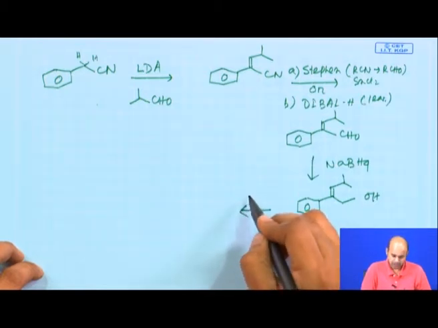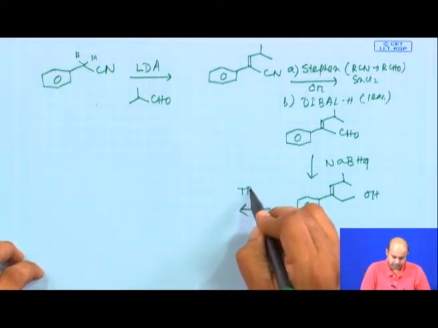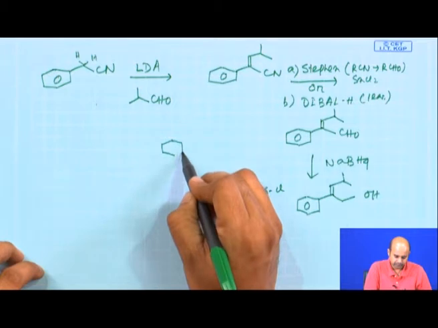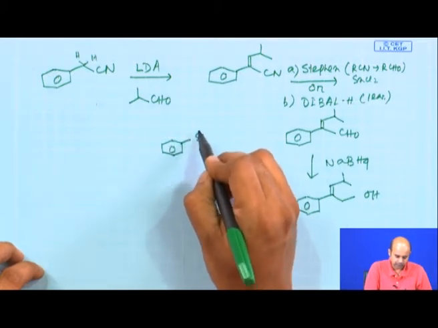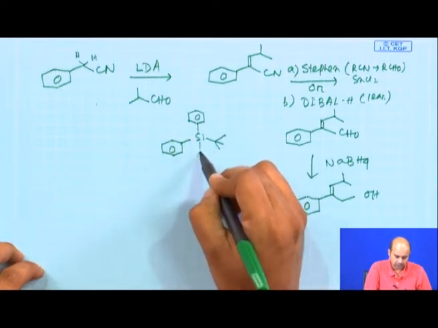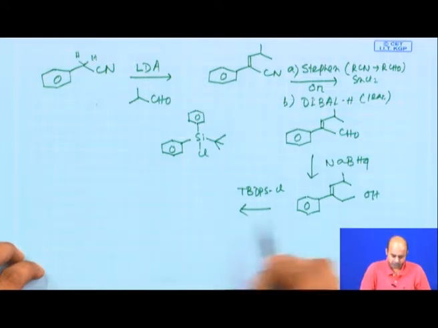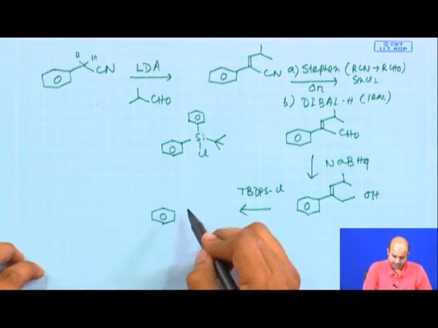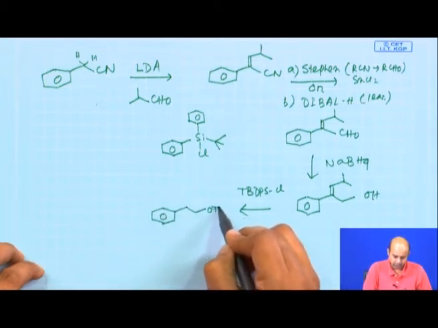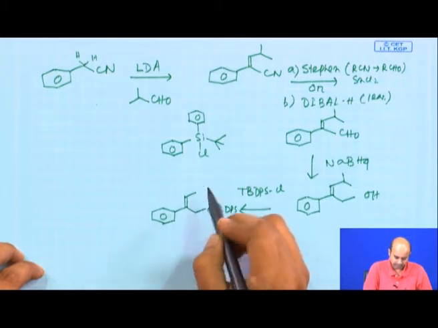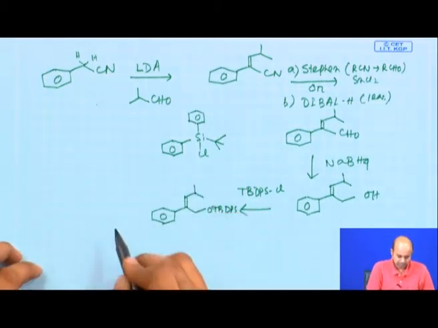The protecting group, normally you can use any protecting group, but I am giving you a protecting group whose name is TBDPSCl. The structure of TBDPSCl is tertiary butyl diphenyl silyl chloride. So, basically the oxygen will be replaced by this silyl ether, and you will have this OTBDPS. So, this is your compound.